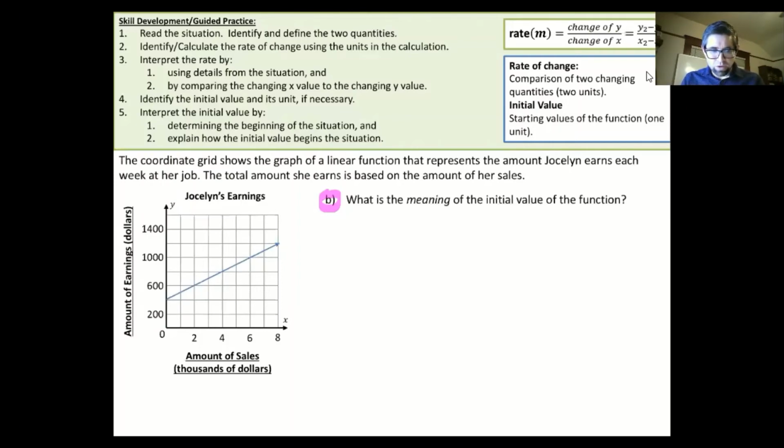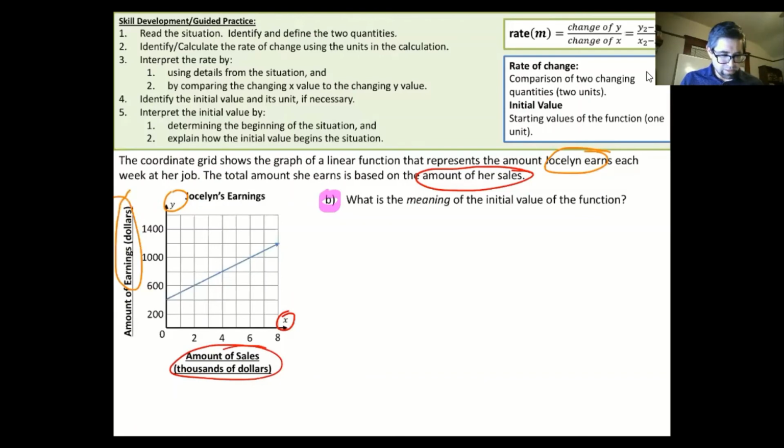The coordinate grid shows the graph of a linear function that represents the amount Jocelyn earns each week at her job. The total amount she earns is based on her amount of sales. So these are the two quantities we're talking about, the amount that Jocelyn earns and her amount of sales. When I look at the graph, that holds true. Right here, X is the amount of sales in thousands of dollars, and Y is the amount of her earnings in dollars.